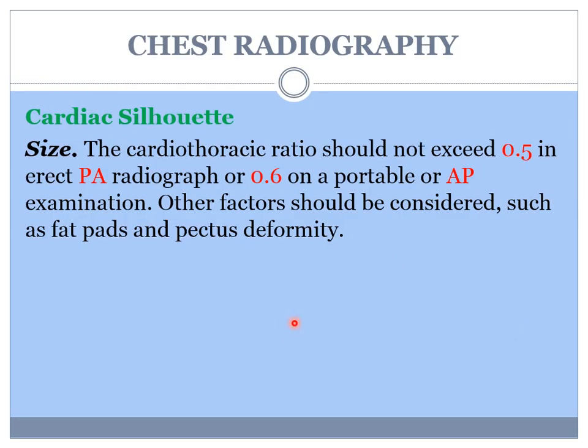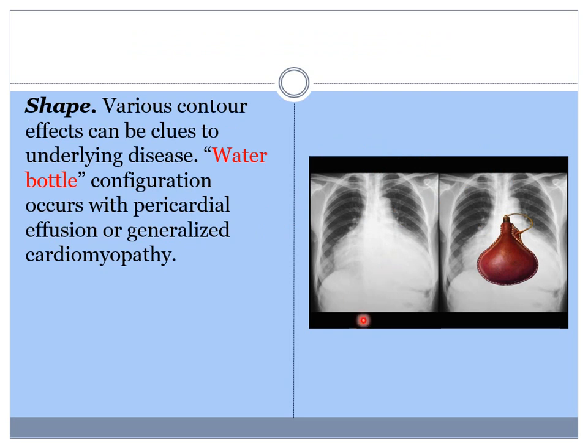About chest radiography, first the cardiac silhouette. About size, the cardiothoracic ratio should not exceed 0.5 on an erect PA radiograph or 0.6 on a portable or AP examination. Other factors should be considered, such as fat mass and pectus deformity. About shape, various contour defects can be clues to underlying disease. First, you have a water bottle configuration, which occurs with pericardial effusion or generalized cardiomyopathy.